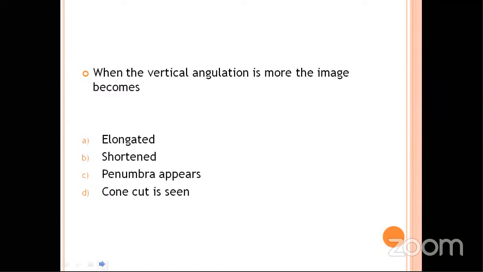When the vertical angulation is more in bisecting angle technique, what happens to the resultant image? Whether it will get elongated, shortened, penumbra appears, cone cut is seen. Okay, so it is actually shortened. Imagine taking a selfie in your phone.